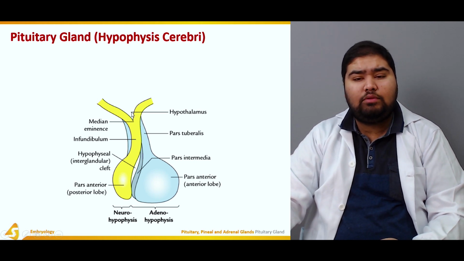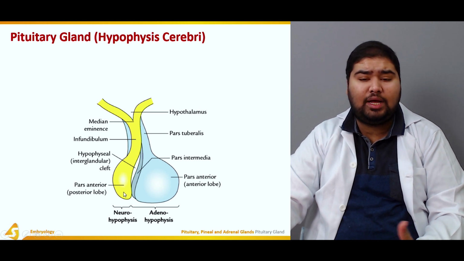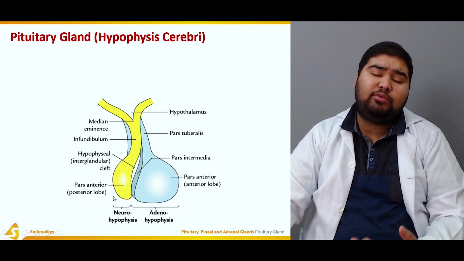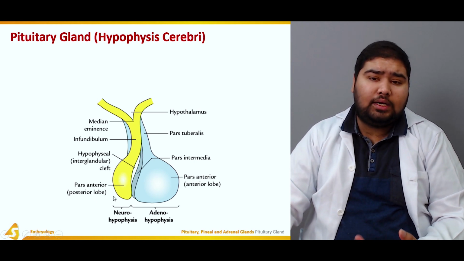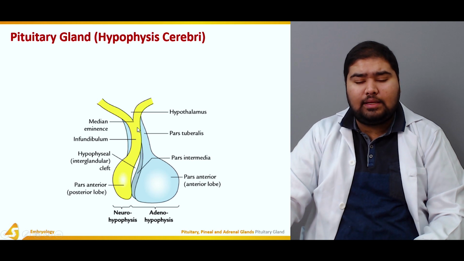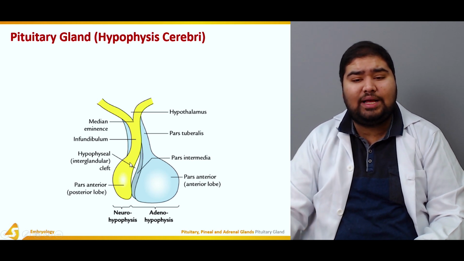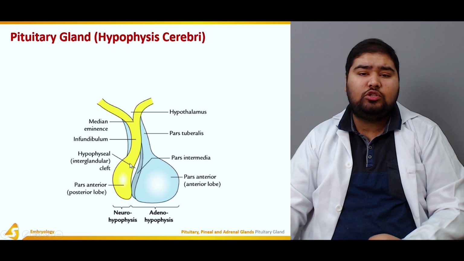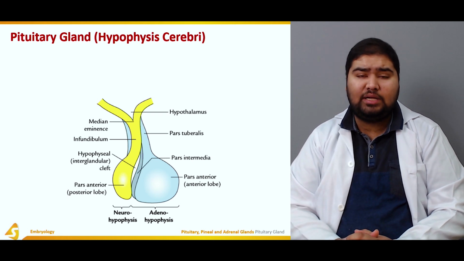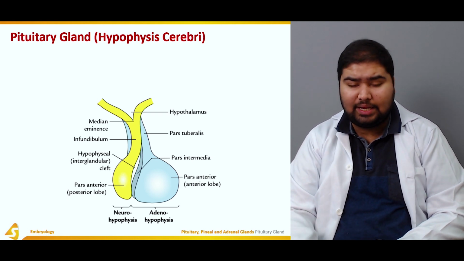Now let's talk about the neurohypophysis. The neurohypophysis also has two parts. This is known as the pars anterior of the neurohypophysis, which is actually the posterior lobe of the gland in itself, and this stalk-like structure is known as the infundibulum. So these are the developmental parts of the pituitary gland.